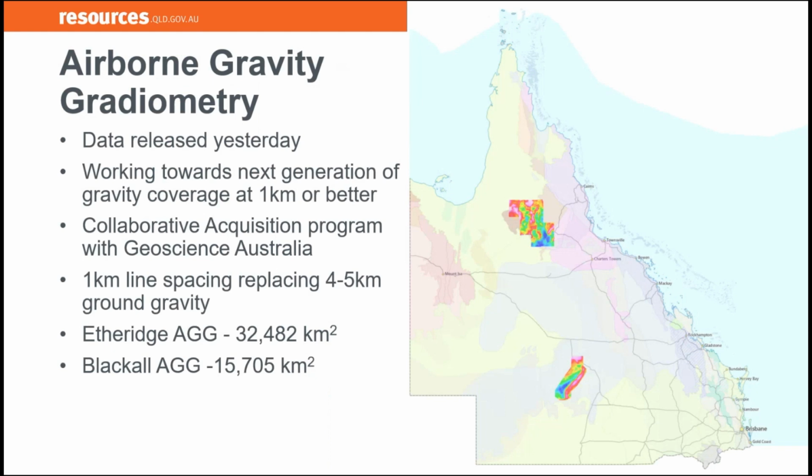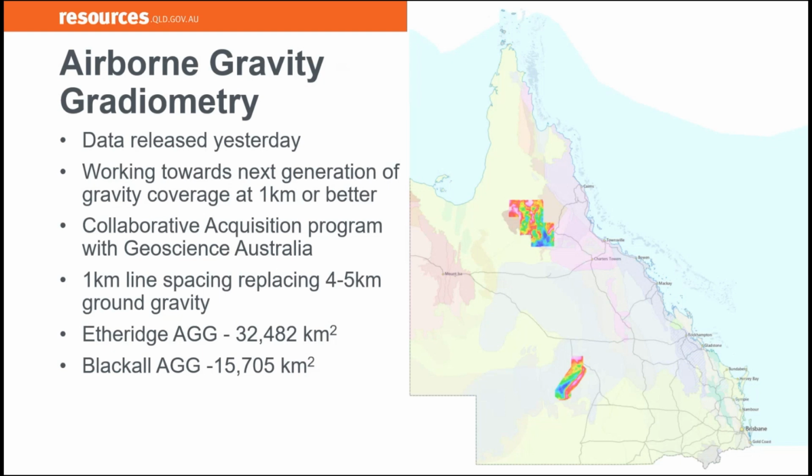Moving forward to airborne gravity gradiometry, and this is some data that was released yesterday. Following the release of the Kenobi airborne gravity gradiometry survey a couple of years ago, we've flown two new airborne gravity gradiometry surveys, one up in the Georgetown area, the Etheridge survey, and one down on the Adavale Basin, which is funded by Geoscience Australia through the Data-Driven Discoveries program in the Adavale Basin, called the Blackall survey.